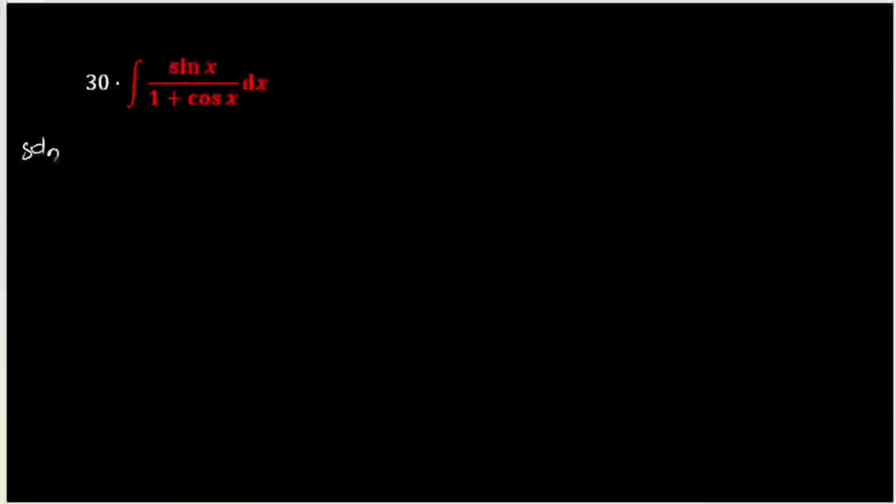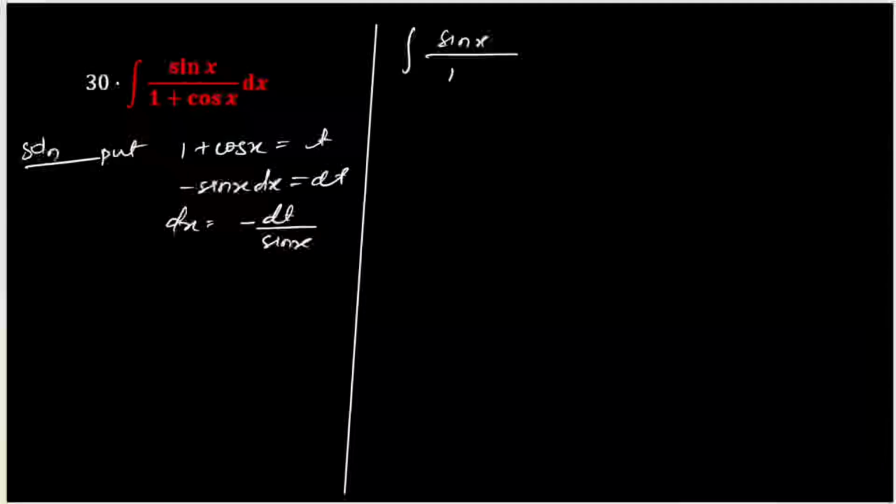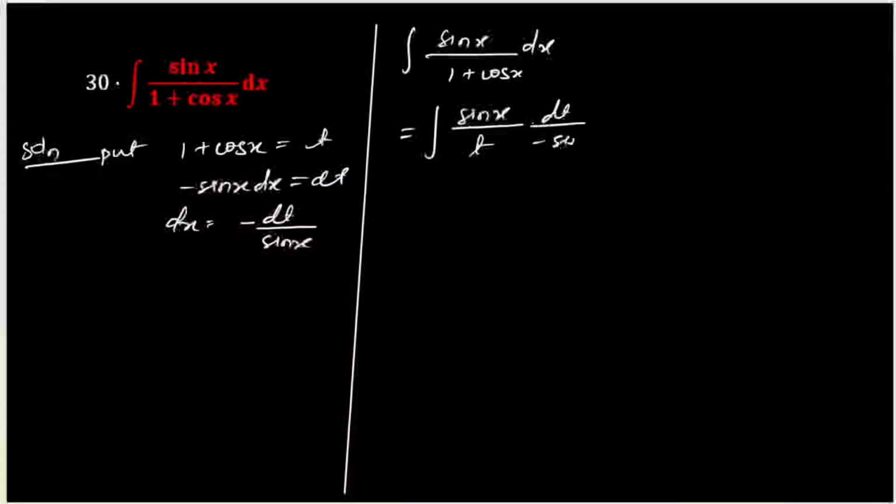Okay, next problem. Solution: put here 1 plus cos x is equal to t. Differentiate with respect to x, we get minus sin x dx equal to dt. Therefore dx is equal to minus dt by sin x. So the required integral is sin x by 1 plus cos x dx, which is equal to sin x by t, and dx equal to dt by minus sin x.